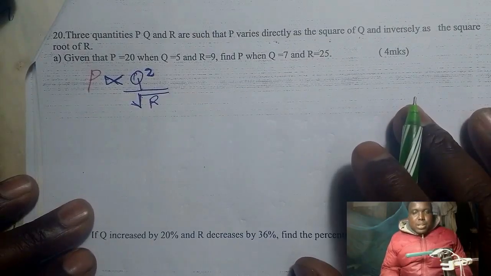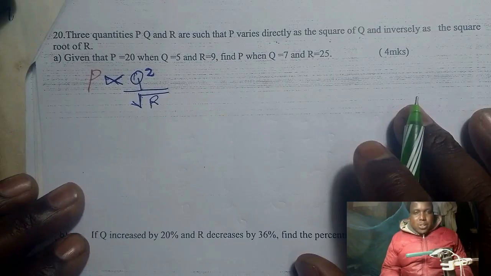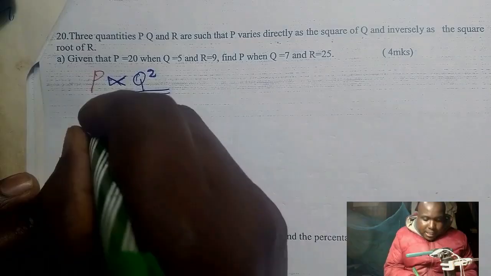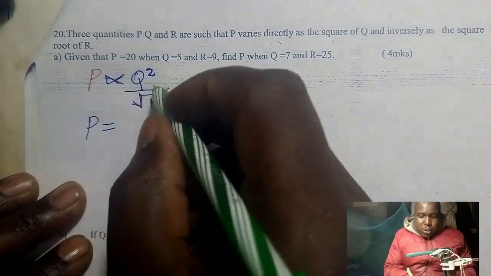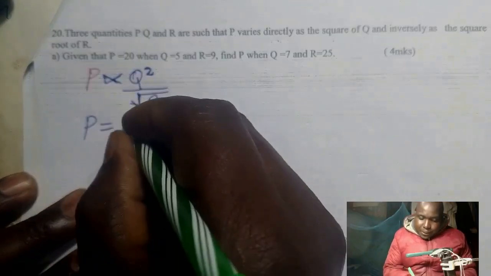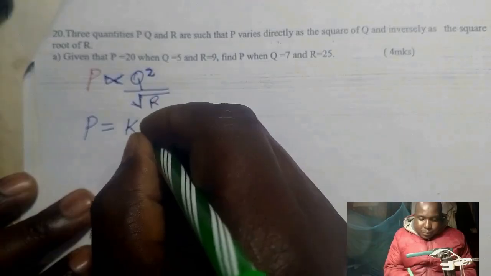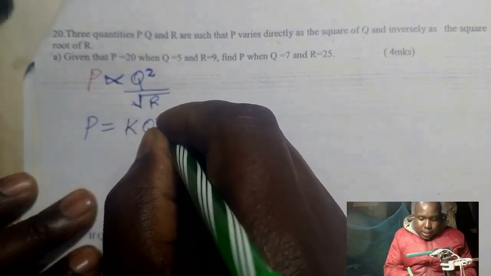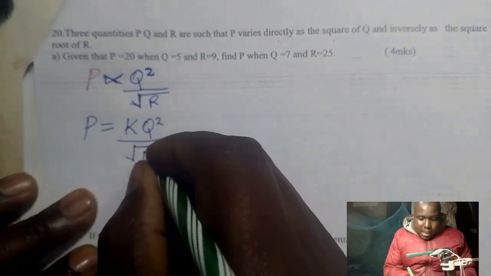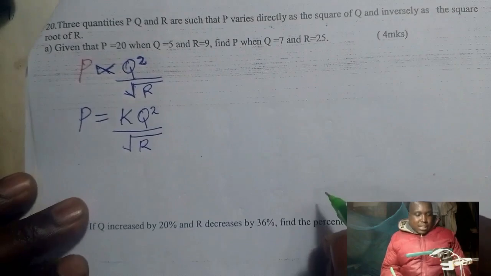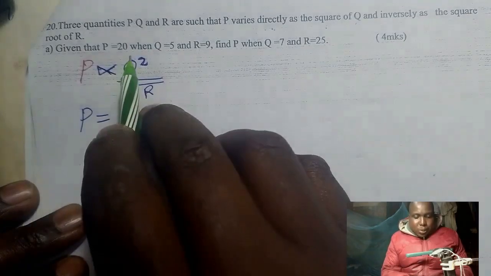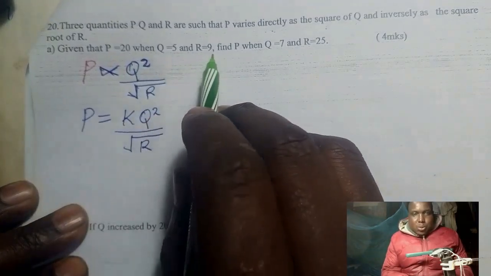Now let us remove the sign of proportionality by introducing a constant k. So P is equal to k Q squared divided by the square root of R. Very good. So now the next thing is to find the value of k when P is 20, when Q is 5, and R is equal to 9.